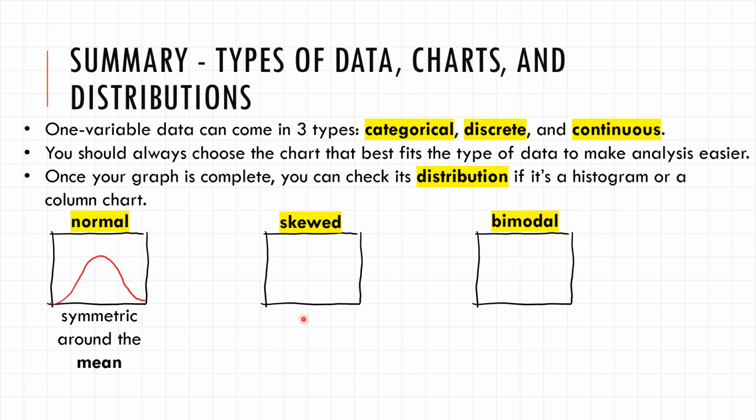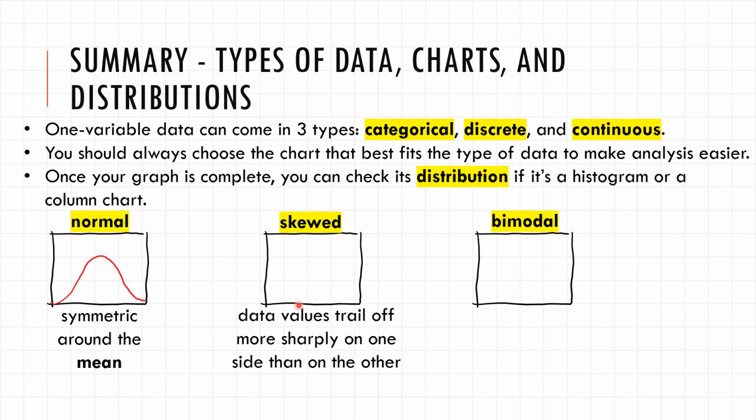A skewed distribution looks kind of similar, but the data values actually trail off more sharply on one side than on the other. So it might look something like this. It's almost like a bell that has gone wonky, right? One side of it has sort of melted and the other side is still standing strong. So this is what a skewed distribution looks like. If there are a lot of bars over here that are really tall, that means that those values will occur more often. Lower values occur more often. And if it's skewed to the right, that means that higher values occur more often.